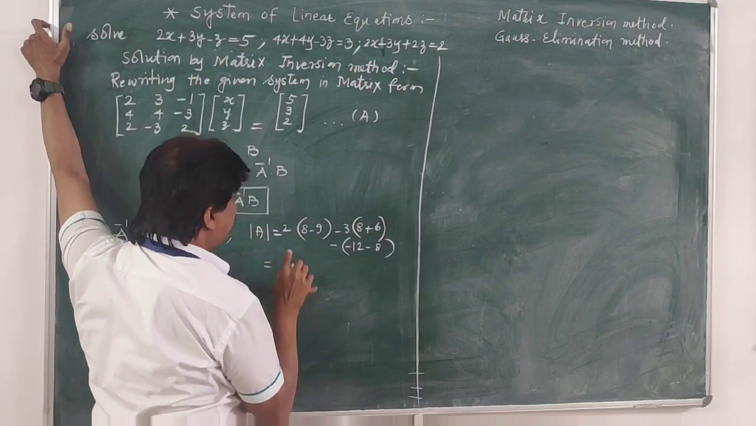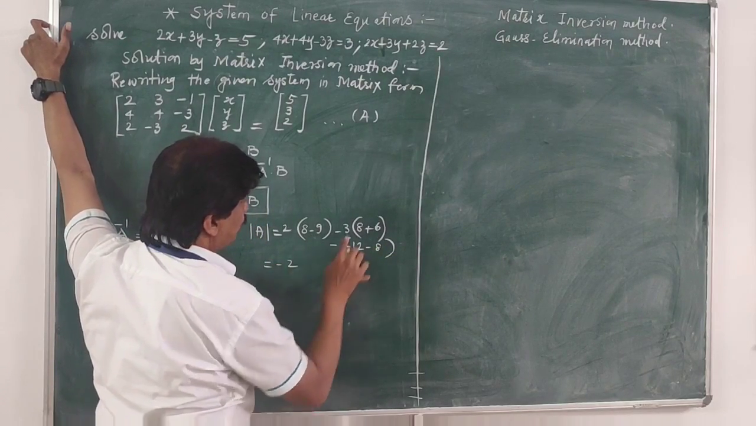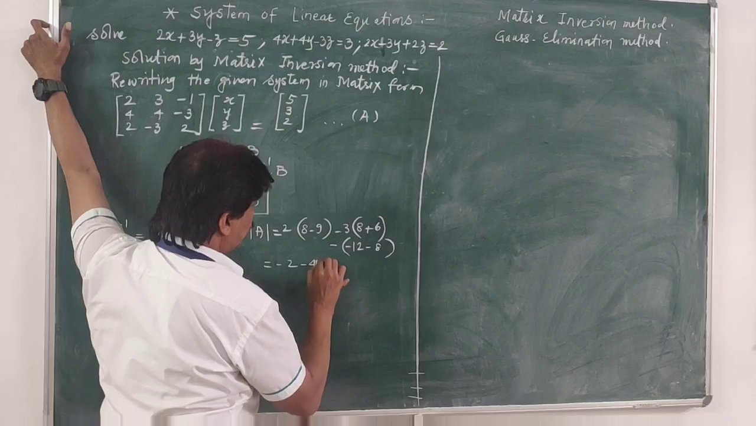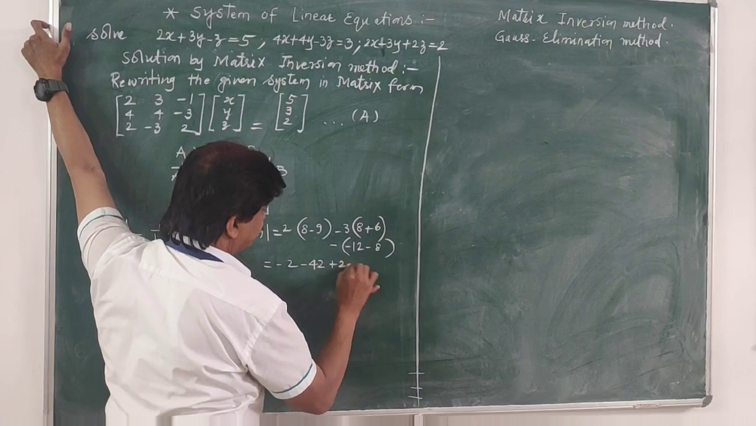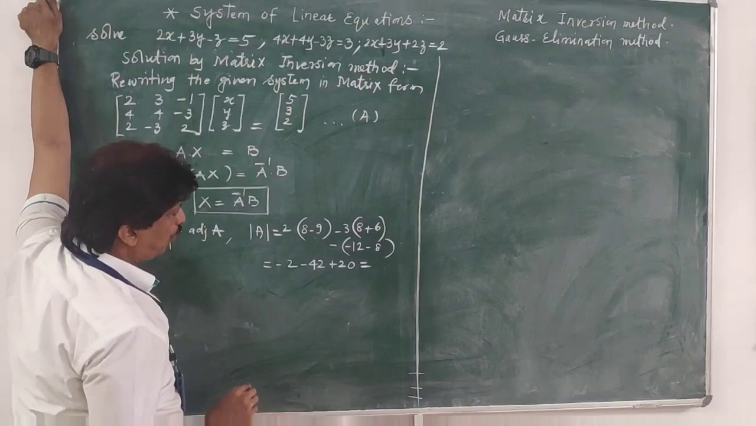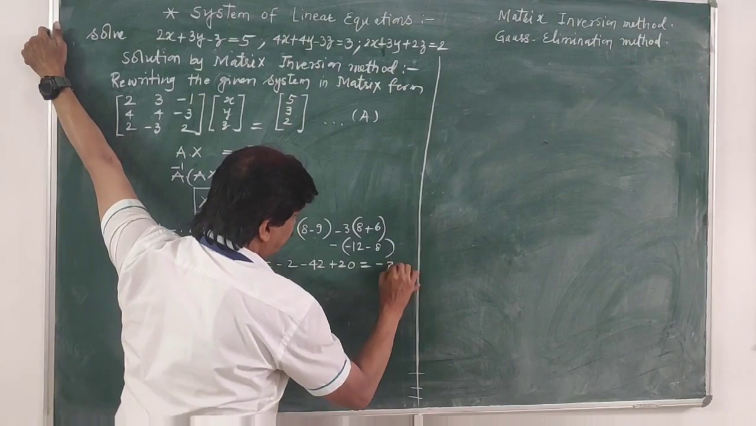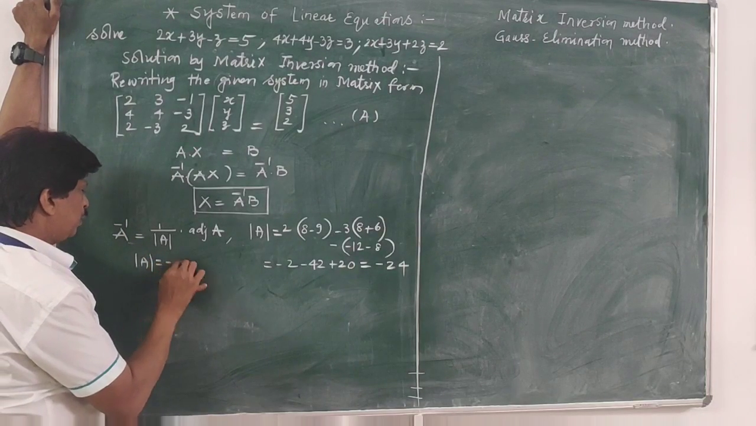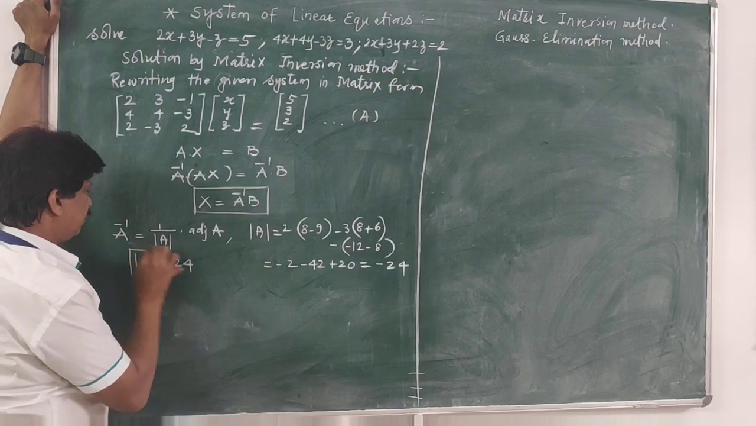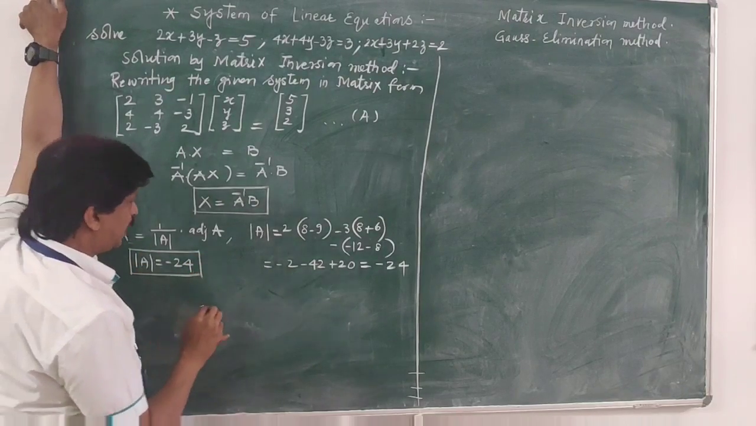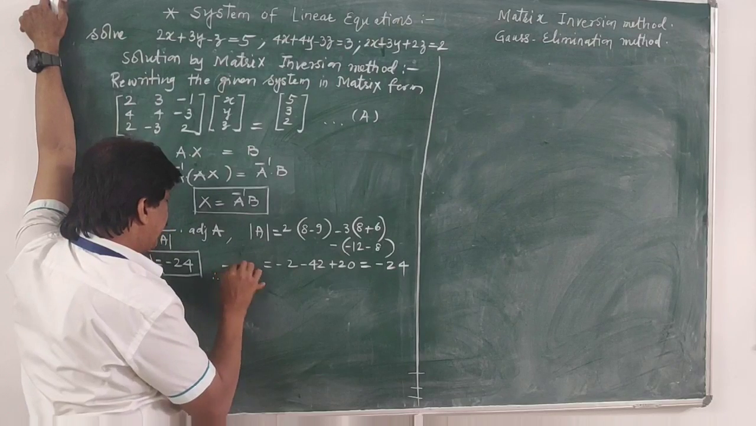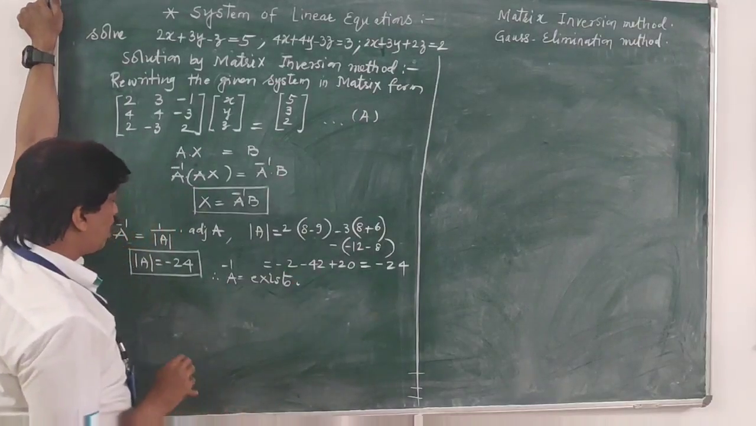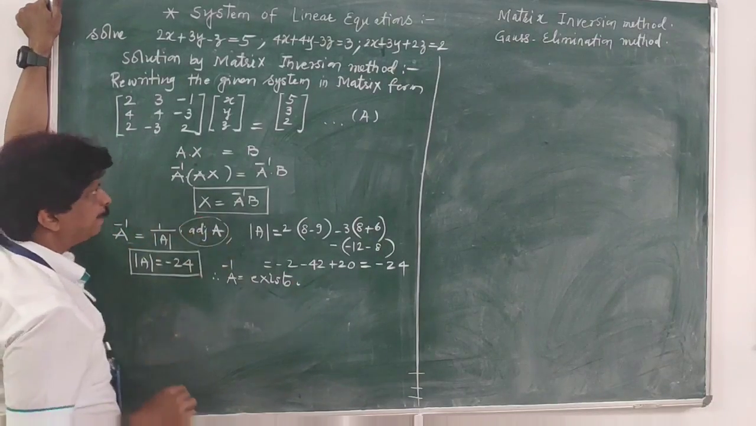So the determinant of A is minus 2, minus 42, plus 20. So minus 44 plus 20, it is minus 24. So the determinant of A is equal to minus 24, and hence you can say that it is a non-singular matrix, and consequently the inverse exists. Now the question is how to obtain the matrix adjoint of A.